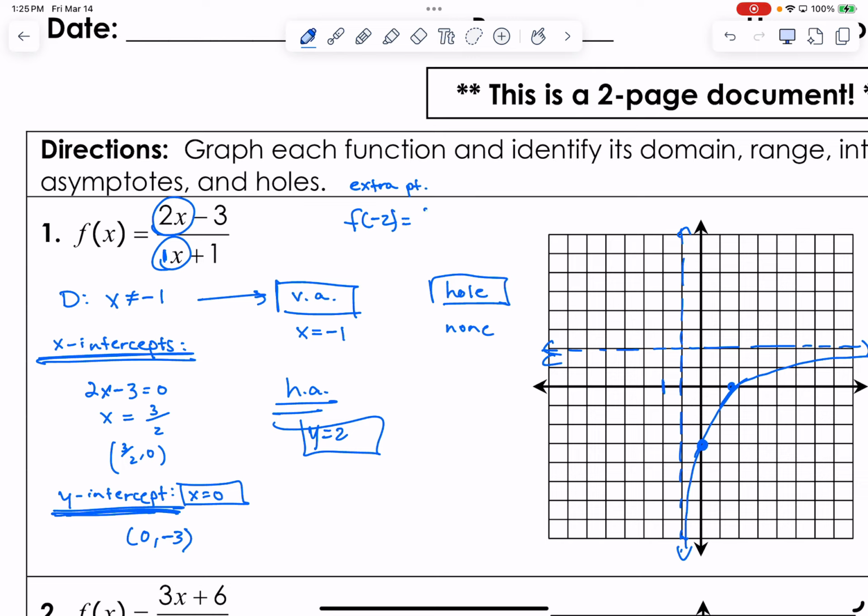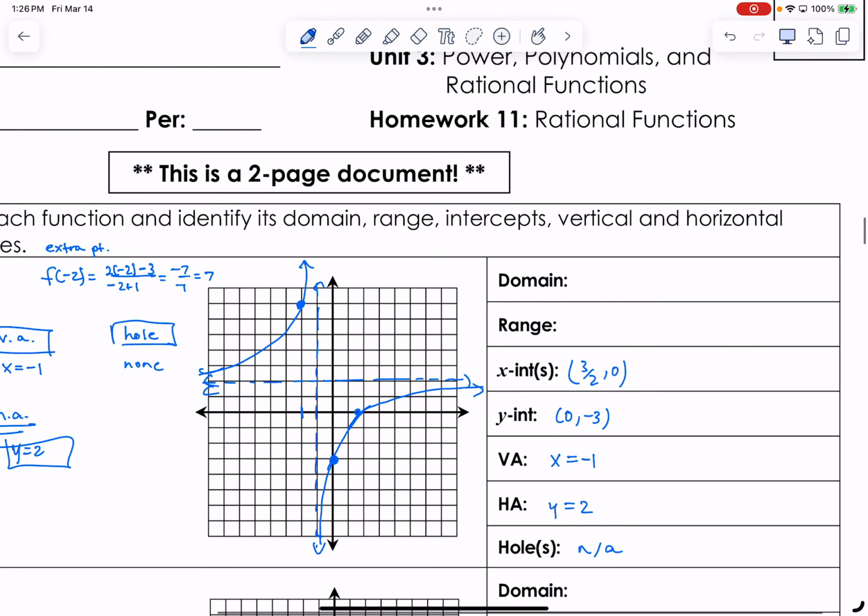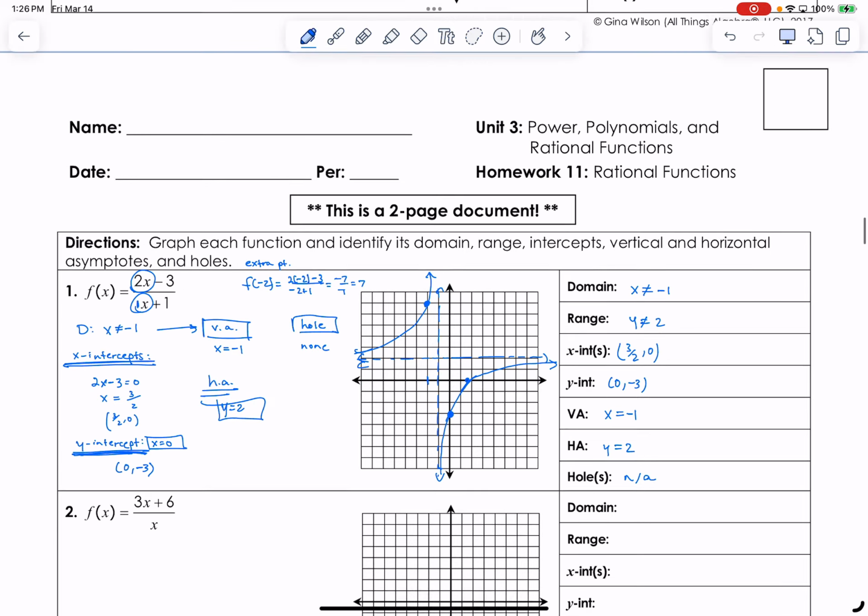Okay, so I'm going to have 2 times -2 minus 3 over -2 plus 1. That's going to give me, let's see, -7 over -1, which is a +7. So I'm going to have -2, 7. 1, 2, 3, 4, 5, 6, 7. Plot the point. There we go. Light work. Domain was x cannot equal -1. Range will simply be y cannot equal 2. Done. Going to number 2.